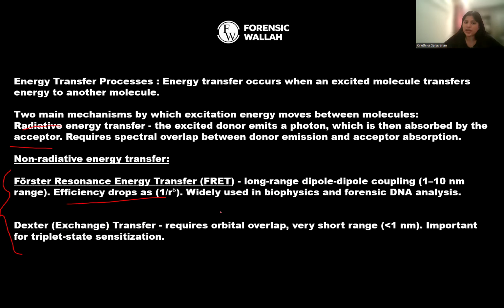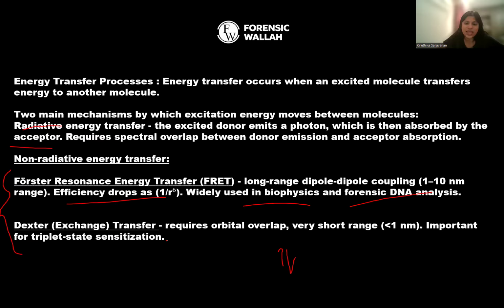So non-radiative energy transfer means the molecules are in a relaxed state. They are basically in the ground state. There is no vibrational reaction happening. The molecules are not getting excited. So there is no emission of photon involved. So now the electrons are doing dipole-dipole coupling. There is pairing of electrons happening here. Okay, so they are mainly used in biophysics and in forensic DNA analysis and all.